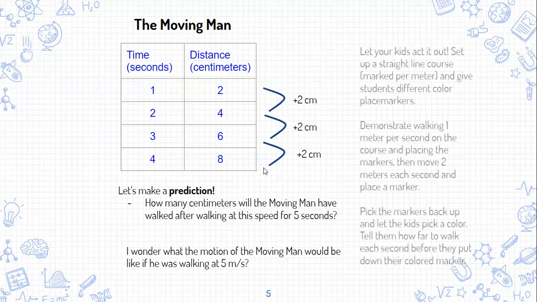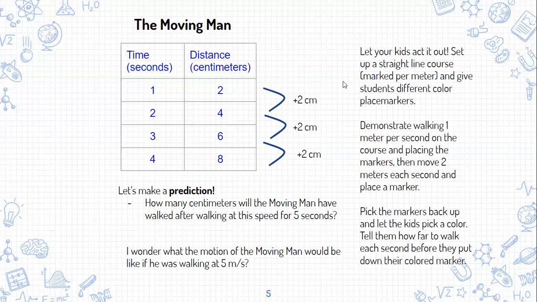And so for gym class, something that you could do, or if you are just outside someday, you can let your kids act it out instead of using the virtual simulation. You can set up a straight line course and mark it per meter with some type of flag that you can put in the ground or some kind of marker you can lay on the ground, and then give students different colors of place markers depending on the speed they're going to travel.